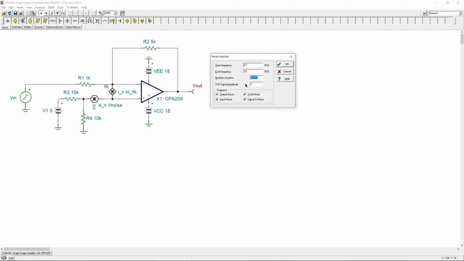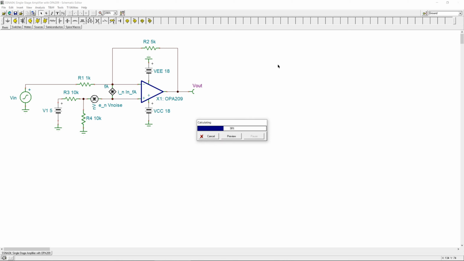I find out that this is actually the maximum you can get in this simulator, and you can now also select several diagrams. So we have the output noise, which is the output noise spectral density. You have the input noise, which is the input noise spectral density, the total noise, which is the total noise RMS voltage. That's actually the RMS value of your output noise, and you have the signal to noise ratio at the output. Let's run this and then see what we get for our graph.